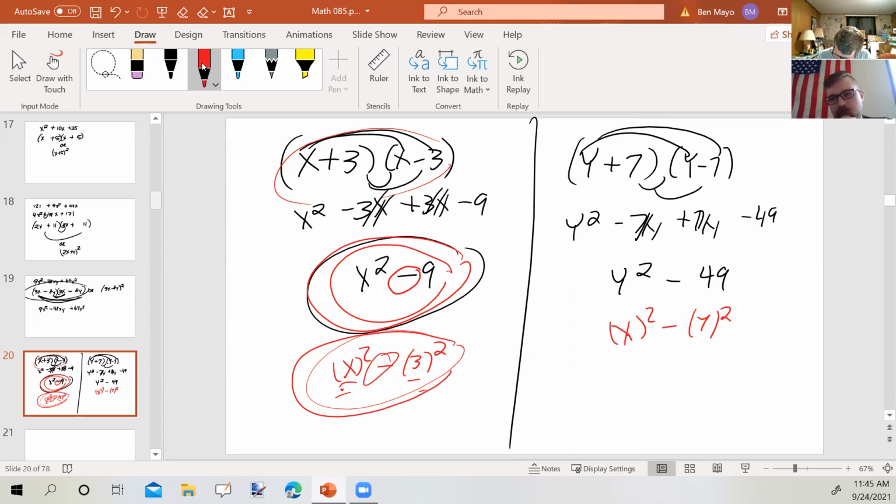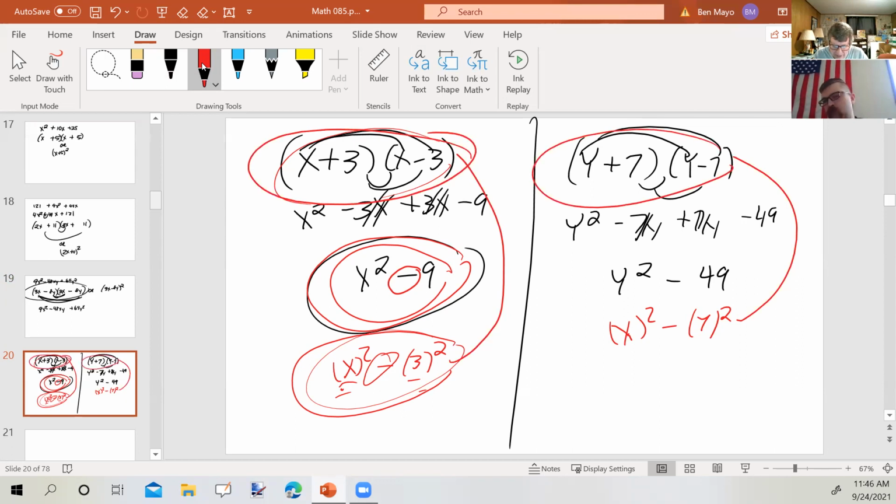This is also the difference of two squares. But notice something about their factors. You've got the sum of two numbers times the difference of two numbers. And what are those two numbers? They're the bases of the squares. They're the bases, that's supposed to be a y, of the squares. So what is all that telling you?